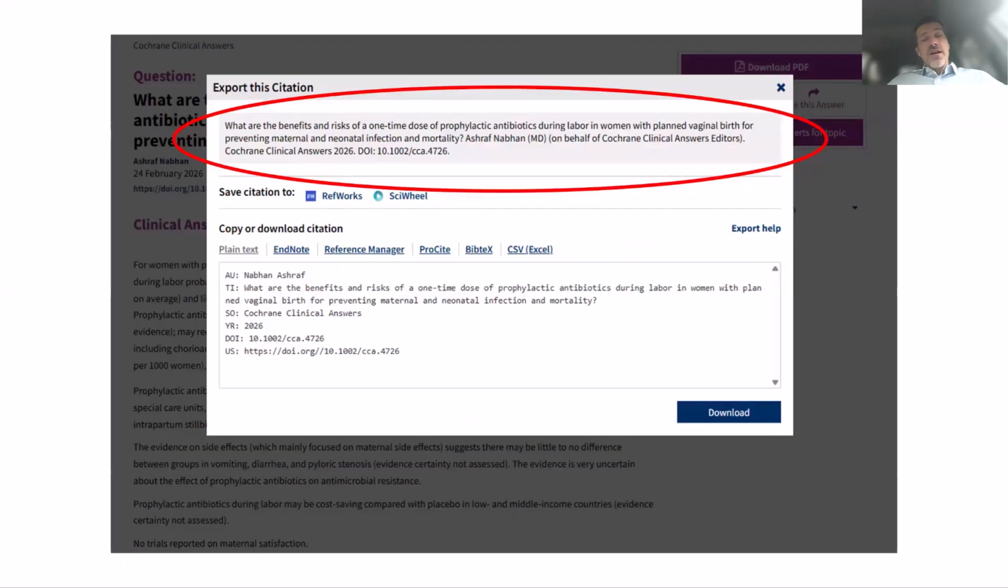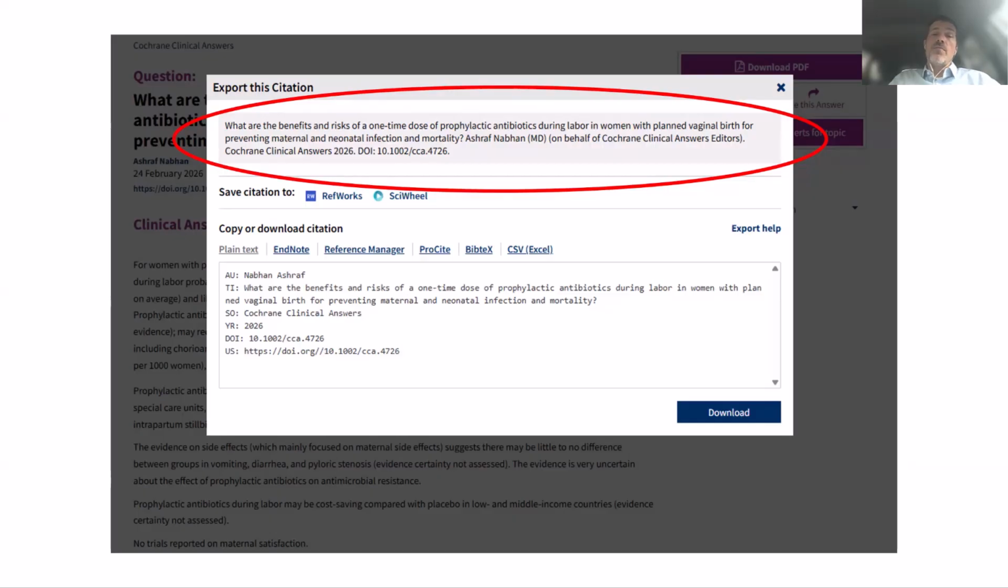The other thing that I neglected to mention earlier when we were talking about how to cite the answer is that you can export this citation. That can be really useful if you are already working on a research paper and you already have a specific citation manager. Maybe that's RefWorks, maybe it's SciWheel, or, as you can see, other things like EndNote, Reference Manager, etc.